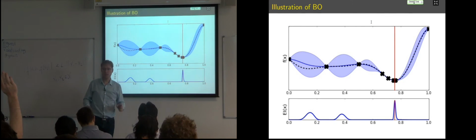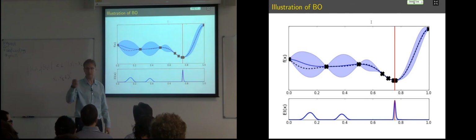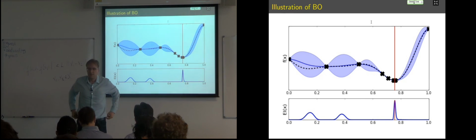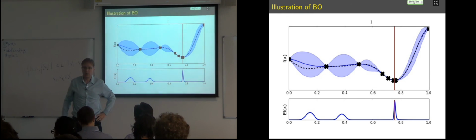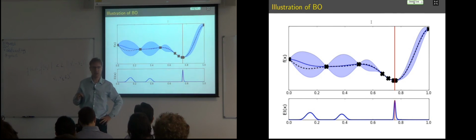So any questions so far? Yeah. Are there any extra guarantees about finding the global optimum? So if the prior assumptions are met, for example, the function is drawn from the Gaussian process? Yeah, that's a very good question. So that's a very good and tricky question.